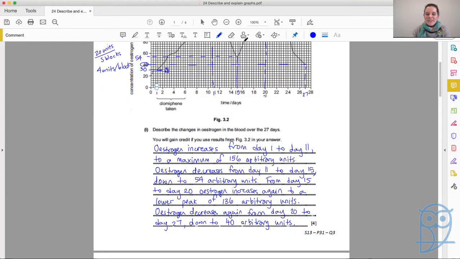Now I want to show you something very funky, right? We've just described what we're seeing. And what's very cool, it's only worth 4 marks, right? But they mark these so nicely. Increases from day 1 to 11, 1 mark. Maximum of data point, 1 mark. Decreases day 11 to day 15, 1 mark. Down to 54, 1 mark. 15 to 20 increases again. Peak of 136. Decreases again down to 40. 1, 2, 3, 4, 5, 6, 7, 8 ticks. We are definitely getting our 4 marks.